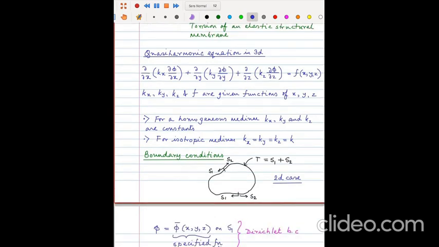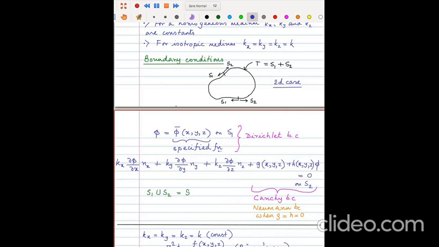So for a homogeneous medium, kx, ky and kz are the same all over the medium. But kx, ky and kz may be different from each other, though these different values are the same all over the domain. And for an isotropic medium, kx, ky and kz are the same, and that is k, but this k can be different over the total medium, the whole of the medium.